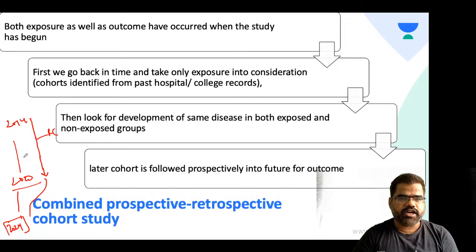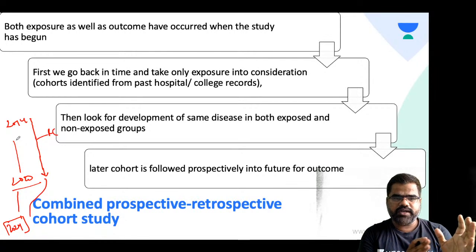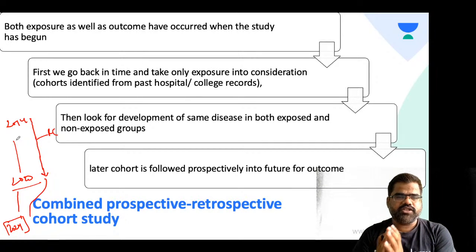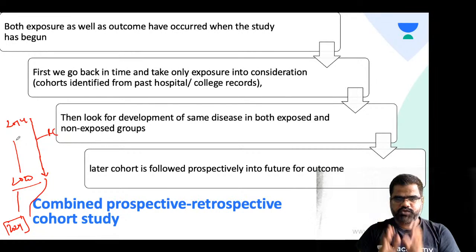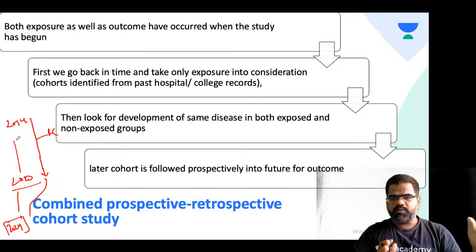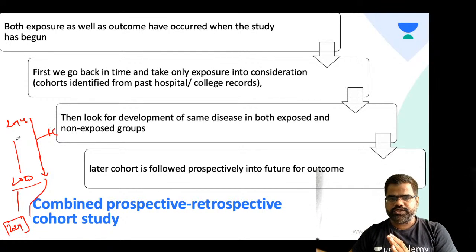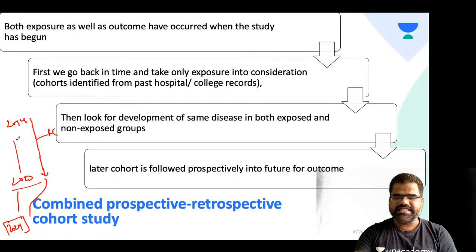So this becomes a mixed thing. The retrospective component is also there and the prospective component is also there. So this is a combined prospective and retrospective design. Very simple, just combine both. Suppose we are in 2020, start in 2014, as in the example I gave, come towards 2020 and again do a follow-up till 2024. So you have the combination of retrospective and prospective design.